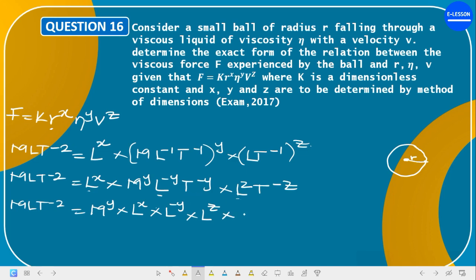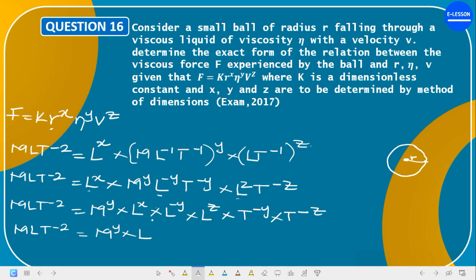Times the next one is t. t to the power of minus y, times t to the power of minus z. And what are we going to have? This will now be mlt to the power of minus 2 is equal to, then this gives us m to the power of y, then times L.